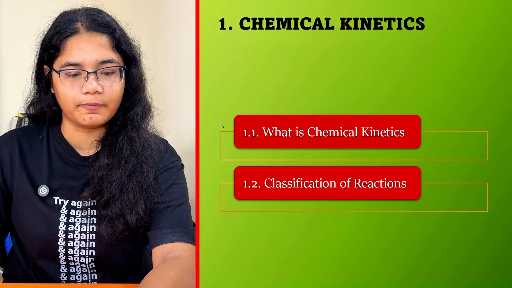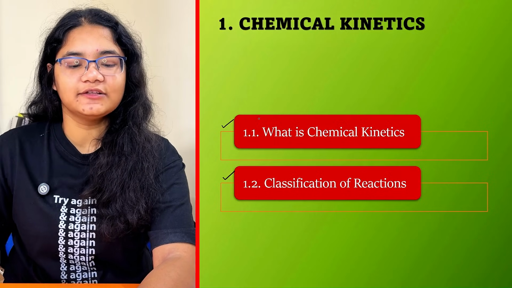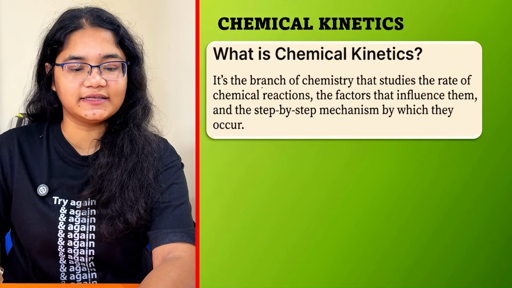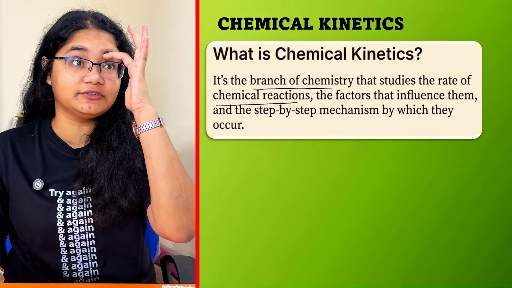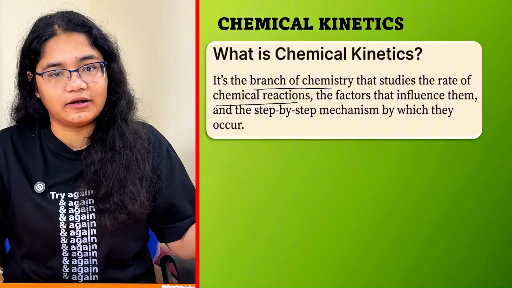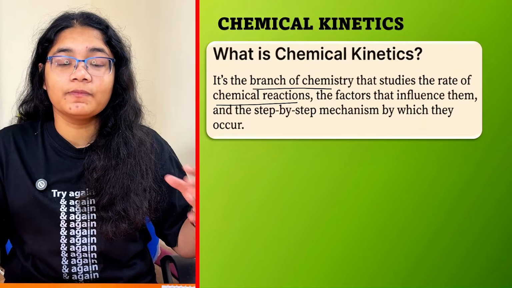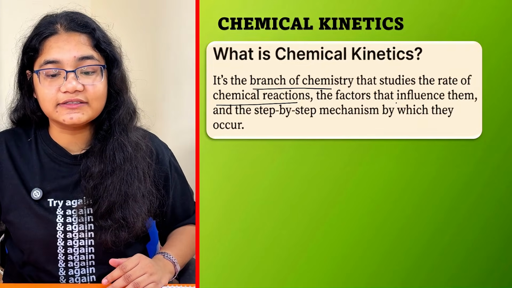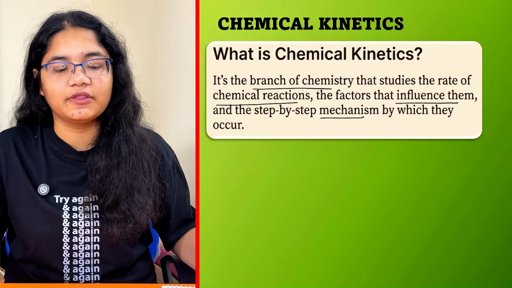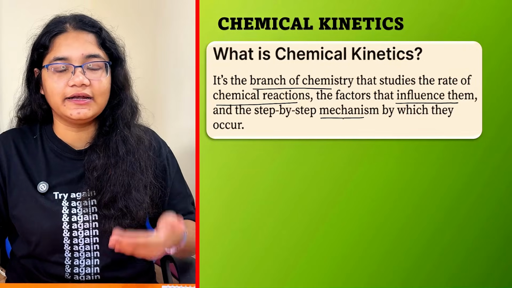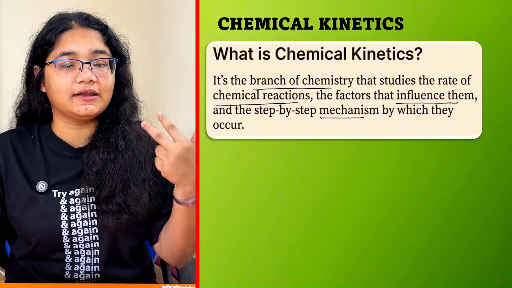So here we will cover two topics: what chemical kinetics is and the classification of reactions. Chemical kinetics is a branch of chemistry that studies the rate of a chemical reaction. Now rate means what? You can consider it as the speed of a chemical reaction. One particular reaction is either slow or fast, how much slow, and how we can influence the rate or speed of the reaction, and also we talk about the mechanisms of the reaction. So it basically deals with three things: the speed of the reaction, factors affecting the speed of the reaction, and the reaction mechanism.